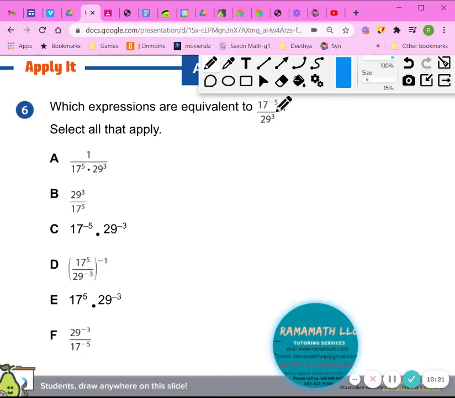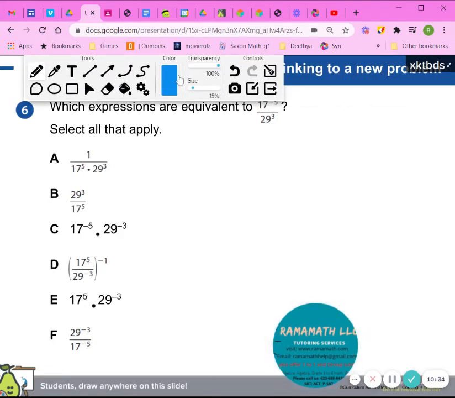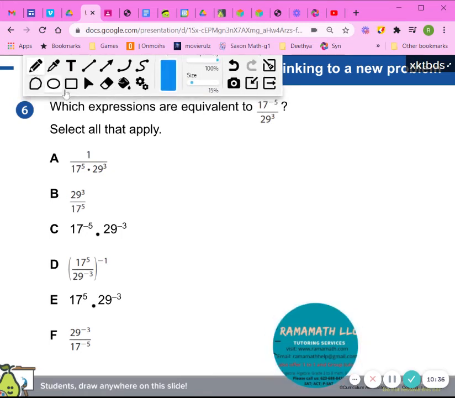You see this 17 to the negative 5 and 29 to the third exponent. So what I'm going to do is make it positive. Watch this and follow with me carefully, so that you guys can understand this really, really well. Okay, so carefully look at it. We're going to go one by one.